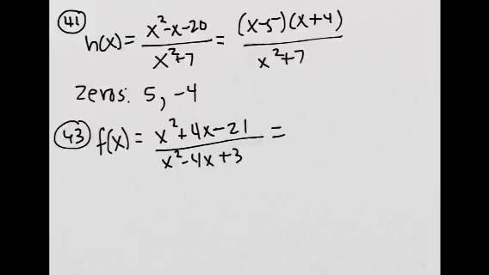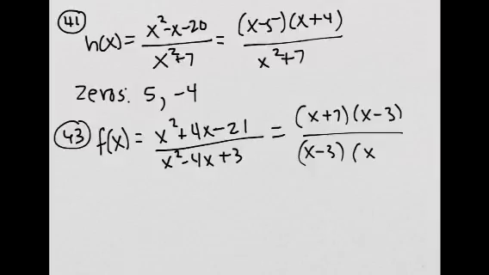Alright, so for 43, the numerator is x plus 7, x minus 3. Denominator is x minus 3 times x minus 1. So the x minus 3 cancels. So this one, if you were to graph it, that would create a hole in the graph. And so I'm left with x plus 7 over x minus 1. So it only has one zero, because the numerator is 0 when x is negative 7. So the zero is negative 7.